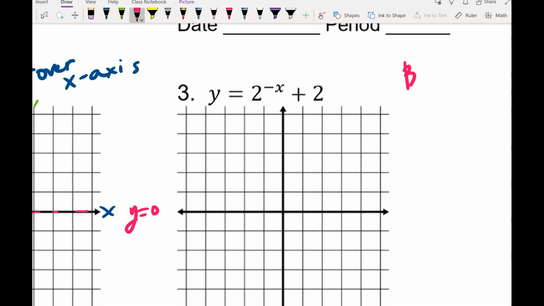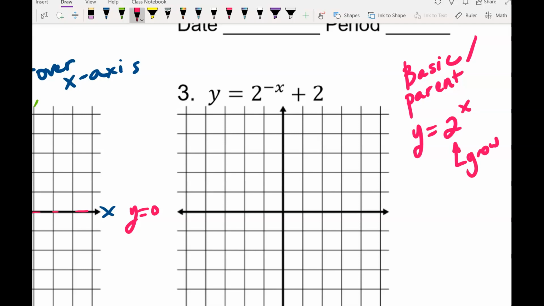And if we look at number 3, if I'm asking what is the basic or the parent function, and just so you guys know before Friday's quiz, it's really good to have these memorized. Basically the basic parent function of an exponential and a logarithm. So this would be y equals 2 to the x. I know that this models growth. My y-intercept is going to be 0, 1. And my asymptote is going to be at y equals 0.